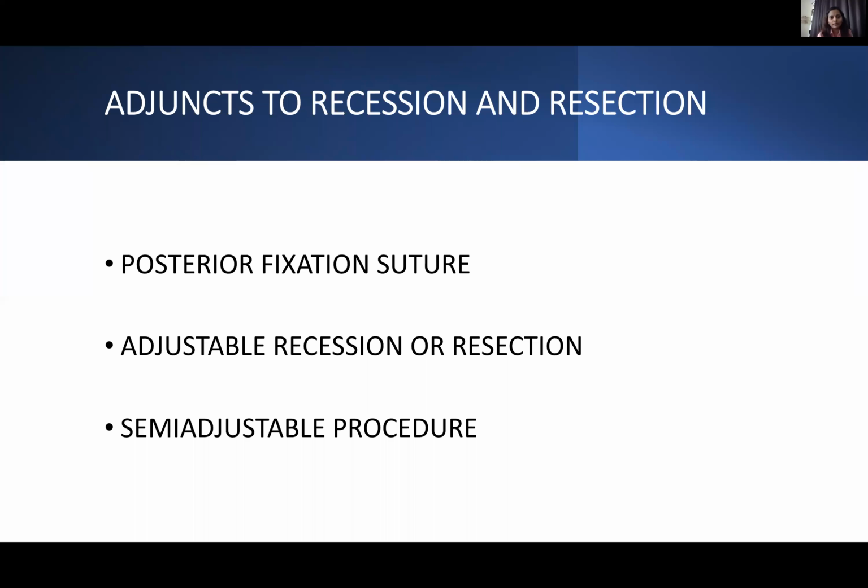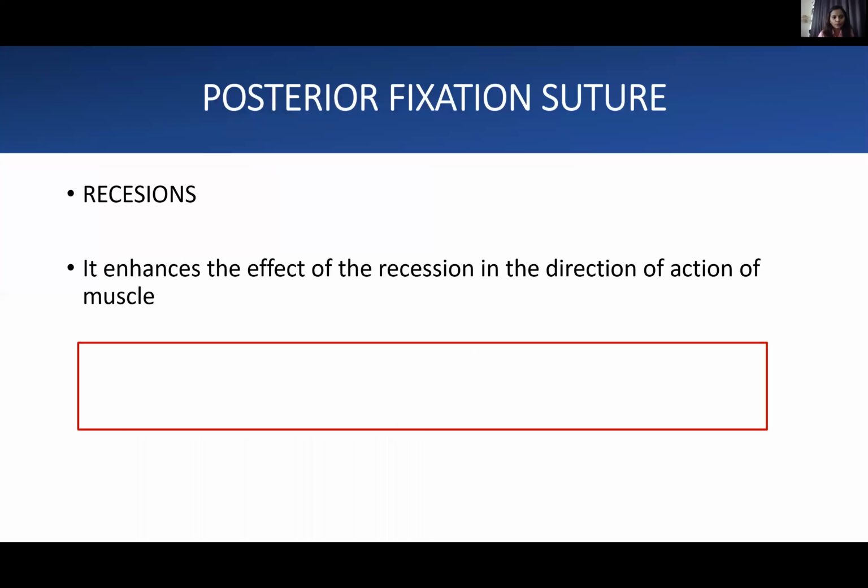Next, coming to the adjuncts to recession and resection that we use. One is the posterior fixation suture, and the other is the adjustable and semi-adjustable procedures. I shall briefly describe both. The posterior fixation suture, which is used with recessions, enhances the effect of the recession in the direction of action of the muscle. For example, in high AC/A ratio esotropia, once you recess both the medial recti, you also place a suture from the muscle to the sclera.